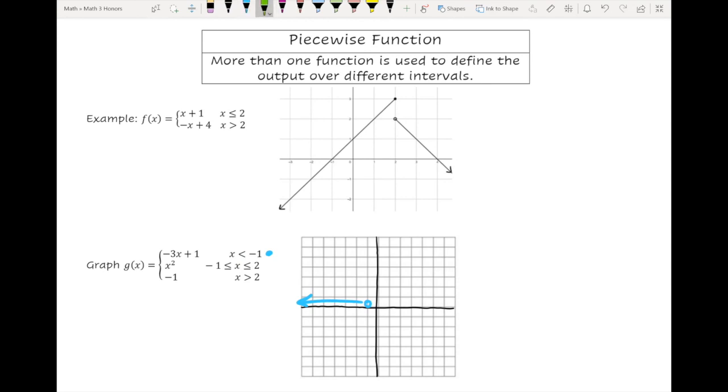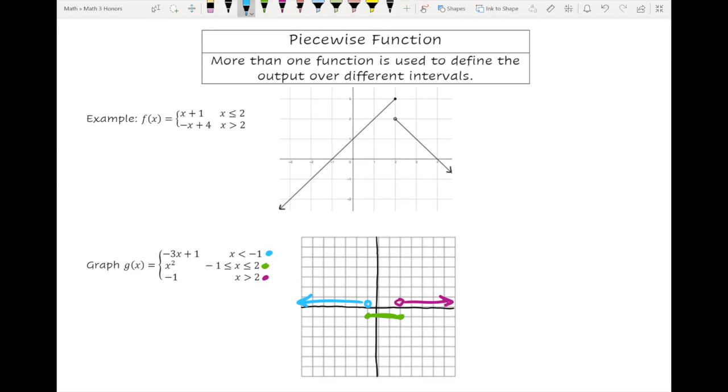And then everything from -1 to 2. And again, there are those little bars that are including the -1 and including the 2. So everything from the x value -1 to the x value 2, everything in this section right here is going to be that middle function, the x squared function. And then the last one is for everything greater than the x value of 2. So from 2 on will be this -1 function. Okay, so I haven't graphed it. I just kind of broke it up into 3 different sections.